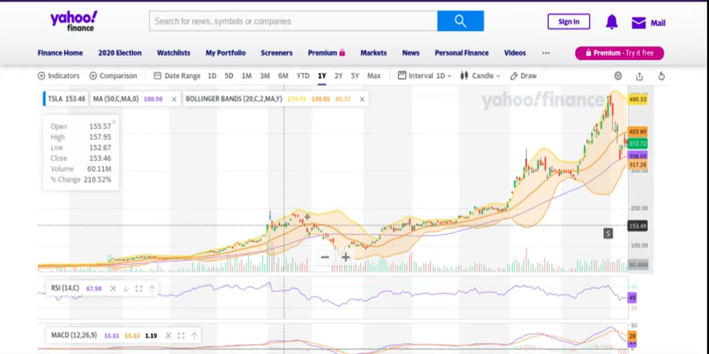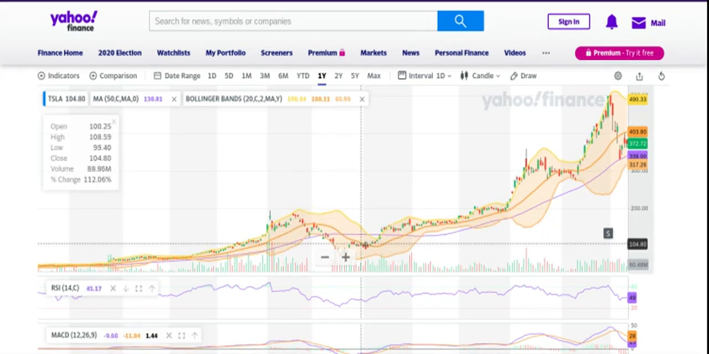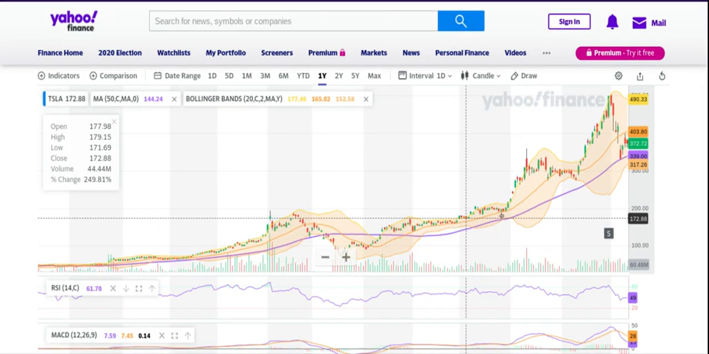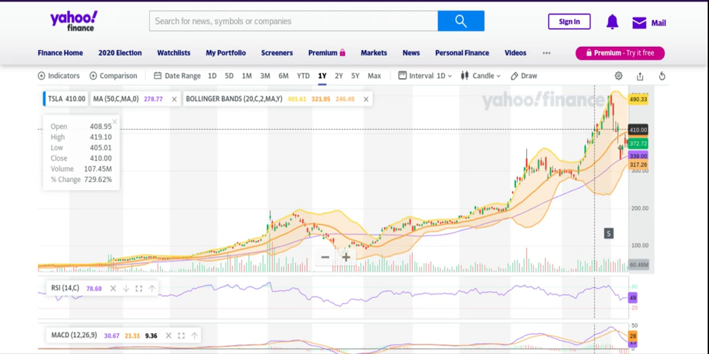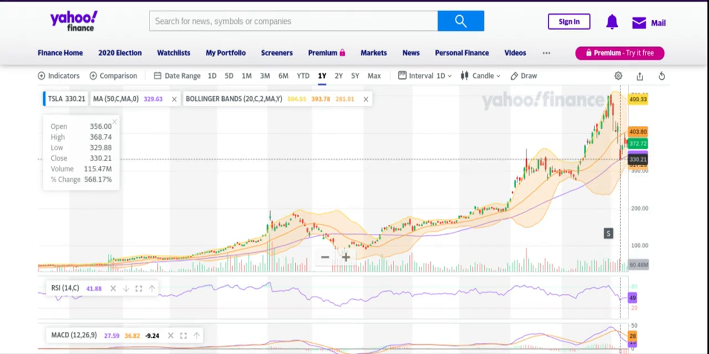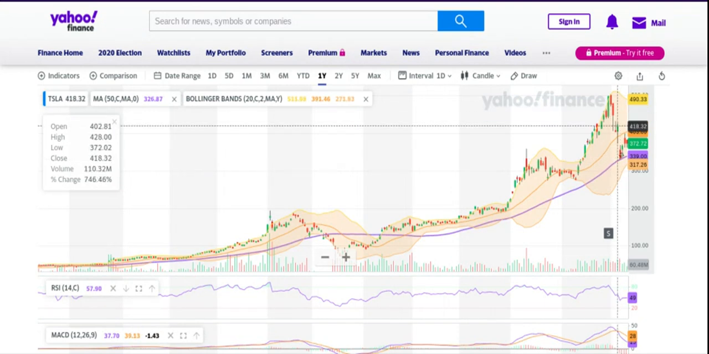So it likes to stay above the 50. It was below during the COVID crash, but as soon as it breaks above it, it likes to stay above the 50-day moving average. So anything's possible, but that's my technical analysis and really just seeing those levels.